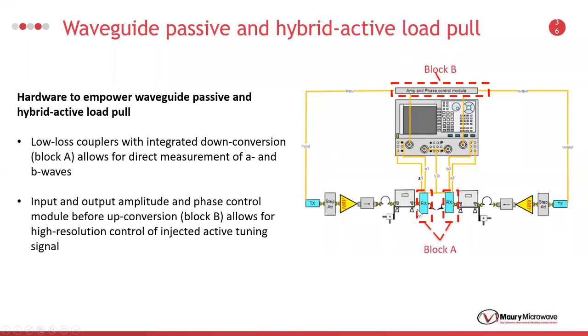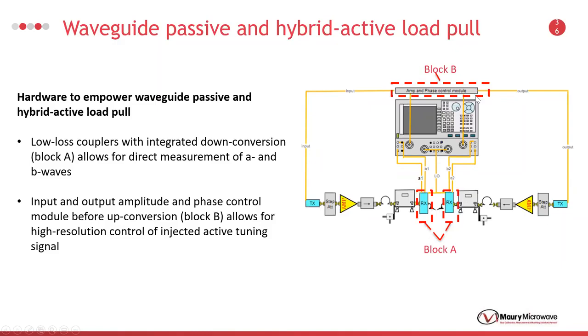So what's block A? Block A is a custom low loss coupler that they designed with a third party company. And the couplers are integrated with a down converter. So the signal coming out of the tuner at a certain frequency is down converted and measured in coaxial mode on the VNA, which means it's measured at a lower frequency. Same thing for the output. A signal coming from the DUT is down converted, measured, and then the tuner does the tuning.